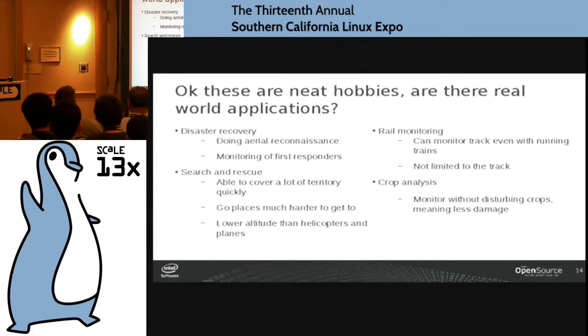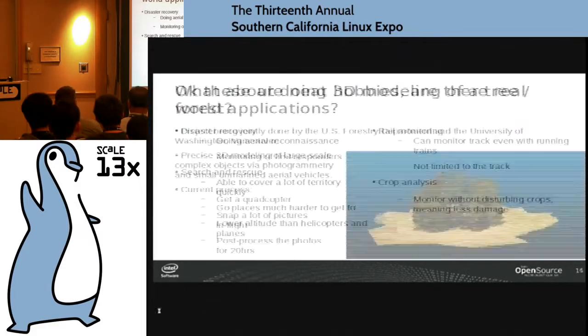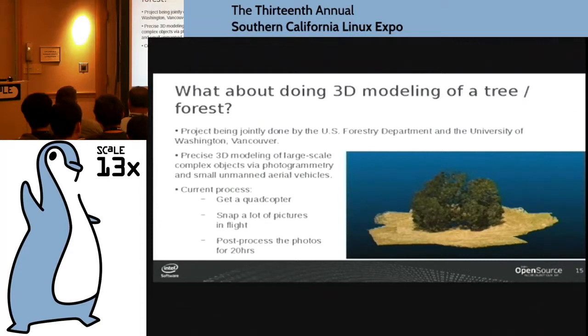So, I've mentioned all these random pie-in-the-sky things that people may or may not be doing. Let's talk about something that's actually being done. The University of Washington in Vancouver has a project with the U.S. Forestry Department to go out and model trees. This sounds really, really boring until you realize why they're monitoring them.